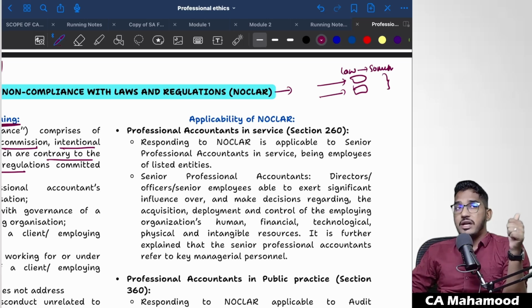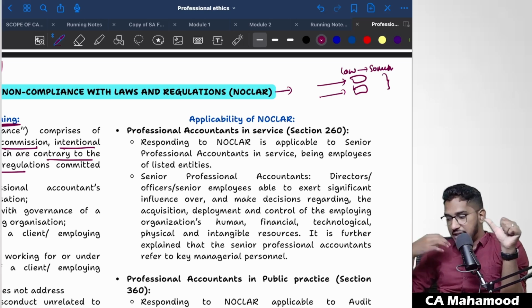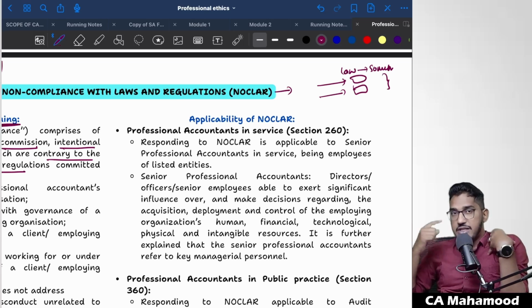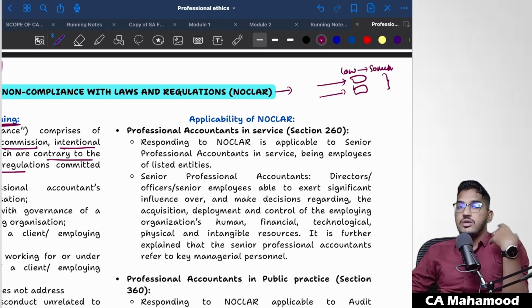You can't go and blame, sir, I don't know tax laws and regulations, so that's why I did not file the return. Will the income tax department spare you? No. Or you know it, your income is more than the basic exemption limit, but still intentionally you did not file your return. That also will come under non-compliance. So, an act of omission. I did not file my income tax return, either intentionally or unintentionally. And not filing of my income tax return is contrary to the prevailing laws and regulations. So this I call non-compliance.